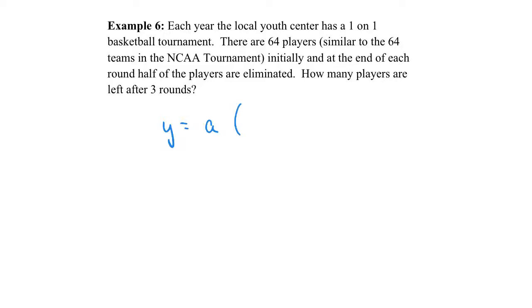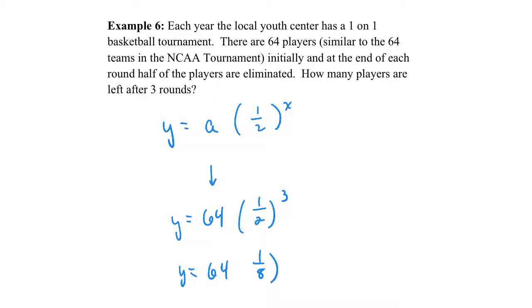So if you have y equals a times 1/2 to the x power, then y equals 64 times 1/2 to the 3rd power, and then you get 8 from that. Very good. There are 8 players left. So that's my halving formula. And I could use 1 plus or minus r and make the r value negative 50%, and it would be 1 minus 0.5, which is 1/2. So I can just go right there.